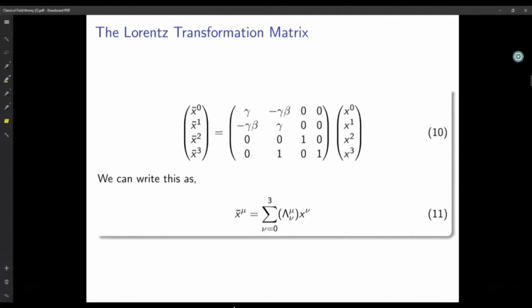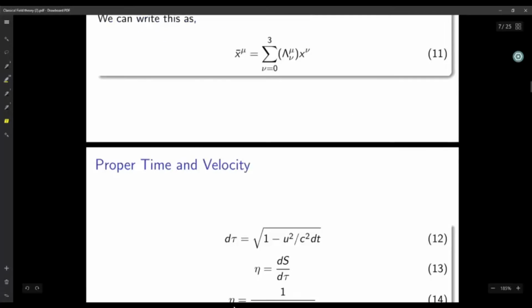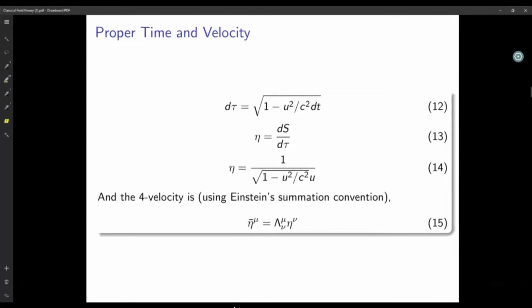Elegantly, we can write it in our summation convention: x bar mu equals the summation over nu of lambda mu nu x nu. One thing to note here is that this is a symmetric tensor, but we'll look into that in more detail. There is some sort of symmetry.